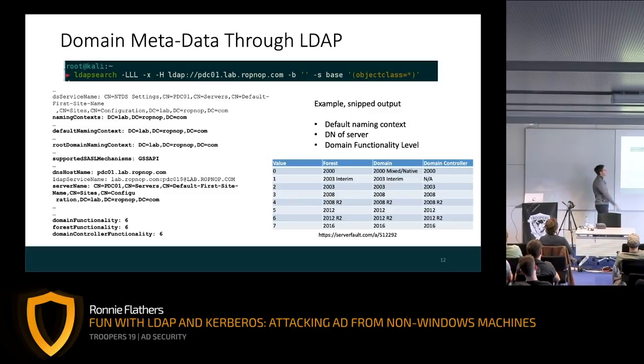So this is just an unauthenticated LDAP bind. And over here on the left is a snipped output of all the attributes that come back about that LDAP server. I bolded some of the more useful ones, but I think the most useful ones are these three down here. They're numeric values that correspond to the functionality level of the domain, the forest, or the domain controller. If you just look up those values in the table over here, we can see, through an unauthenticated LDAP lookup, that we're dealing with a Windows 2012 R2 functionality level.